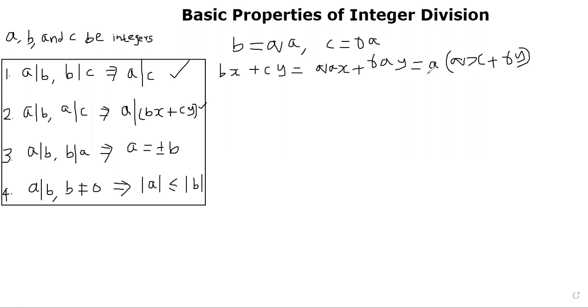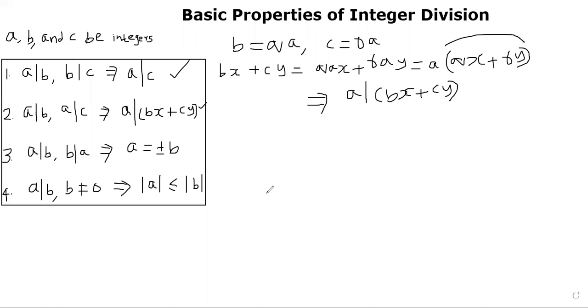This implies immediately that A divides Bx plus Cy, because you can see that Bx plus Cy is written as A times something. That's the definition of divides. The whole thing in the bracket is the quotient, and we got this done. So this proof is done as well now.